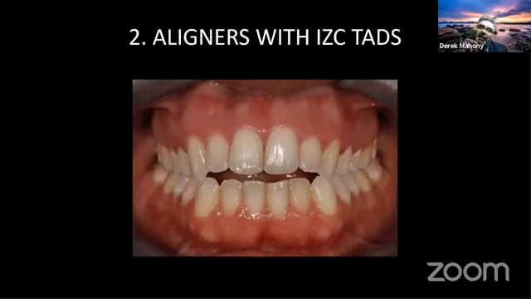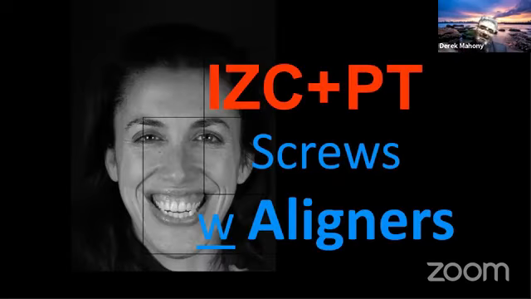Now, if you're not getting the results you want with pure aligners, I can always add TADs to the aligners. And I like to put my TADs in the IZC of the maxilla and in the superior oblique ridge of the mandible. This is my really good friend, Chris Chang, another amazing, fantastic orthodontist. He's the guy that taught Diego Peydro how to combine his aligners with the TADs.